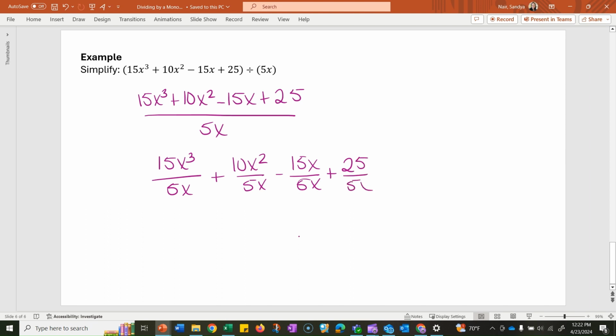Okay, so 15x cubed over 5x, 15 over 5 gives me 3. And then x to the third over x to the 1, that's going to be x squared, because 3 minus 1 is 2. Plus 10 divided by 5 is 2. And then I have to subtract these exponents, so I just have x to the 1, which is x. And then minus 15 over 5 is 3. And then x over x will just cancel. And then plus 25 over 5 is 5. But then there's nothing to simplify that x with, right? So that x is just going to stay in the denominator.